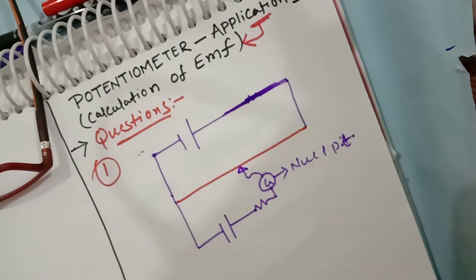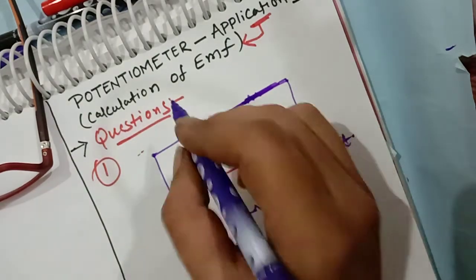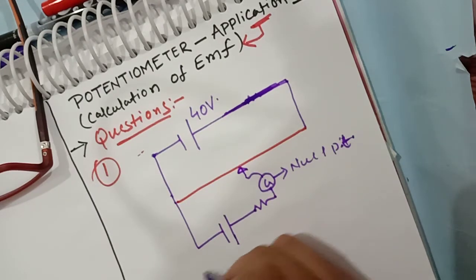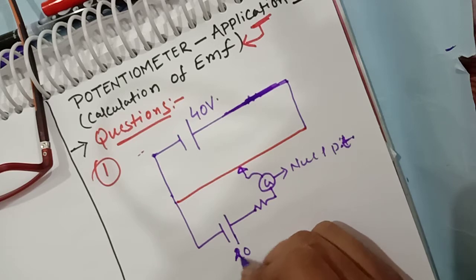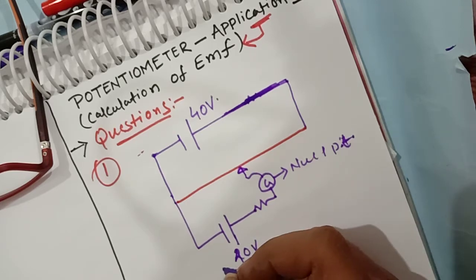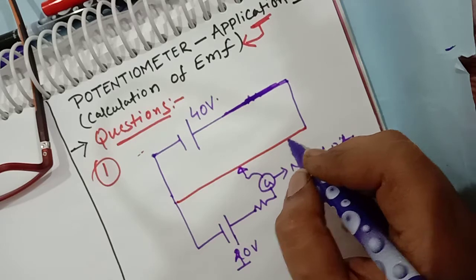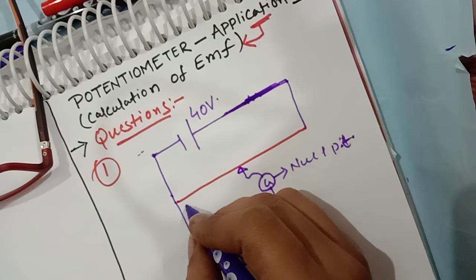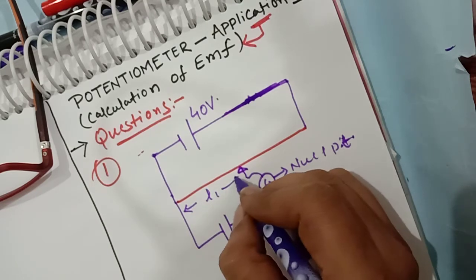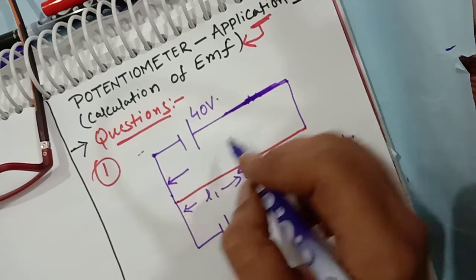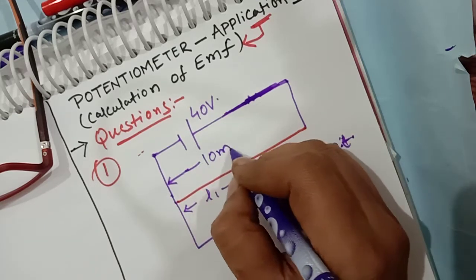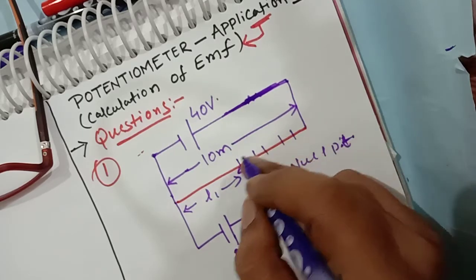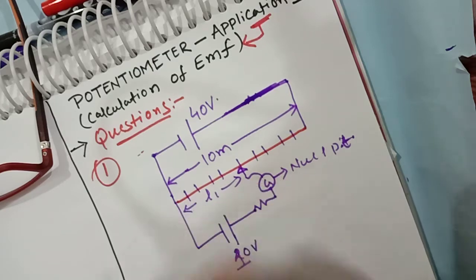Now what are we required to calculate? Suppose it is 40 volts, and this is 10 volts, right? This is the wire, and we are required to find this length L1, right? What more data do we have? This is a 10 meter wire, so there will be 10 divisions over here: 1, 2, 3, 4, 5, 6, 7, 8, 9, 10, right?